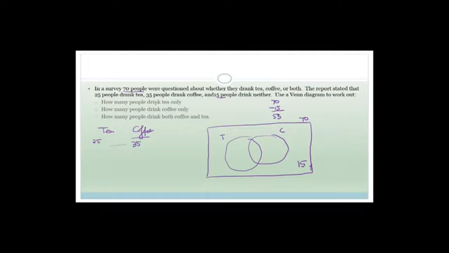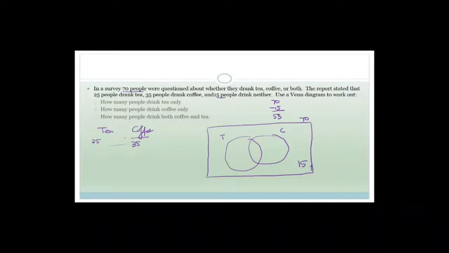Now it says, how many people drink tea only? How many people drink coffee only? How many people drink both tea and coffee? Okay, now let's have a look at this. This is in the survey, 70 people drink, but the report says that 25 people drink tea, 35 people drink coffee, and 15 people drink neither.